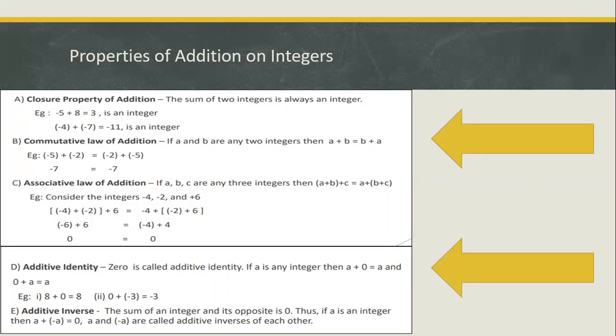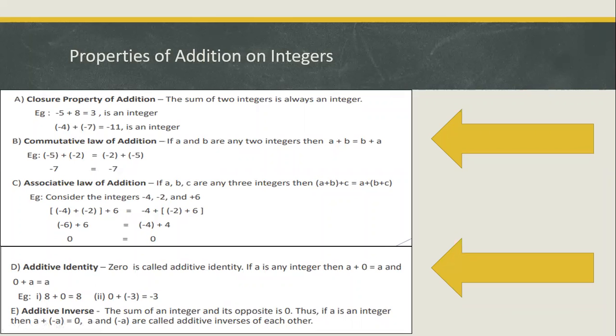Commutative law of addition. If a and b are any two integers, then a plus b equals b plus a. Example, minus 5 plus minus 2 equals minus 2 plus minus 5, which is minus 7 equals minus 7. Associative law of addition.